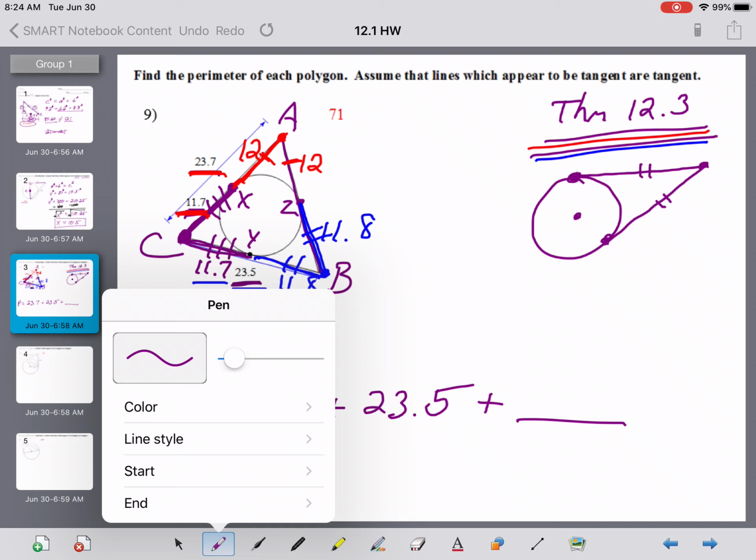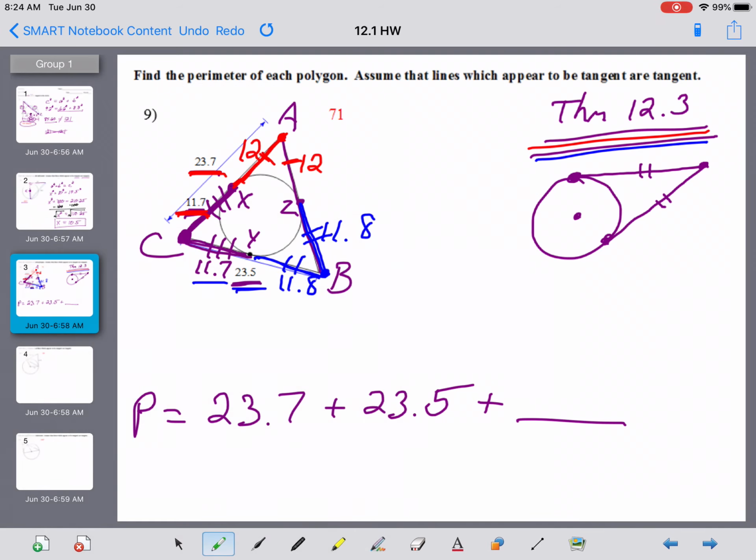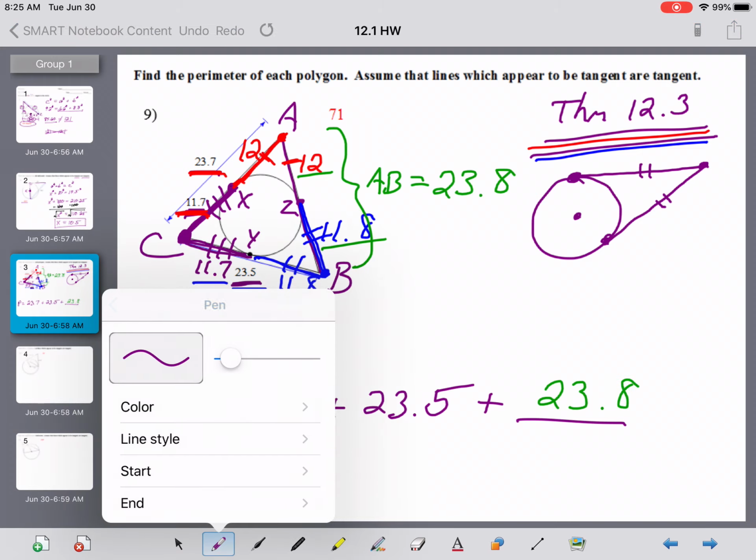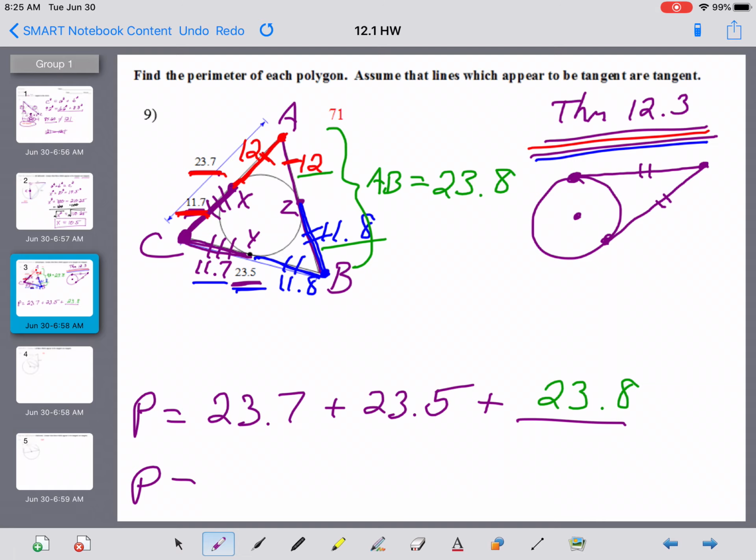And now that we know all of that, let's go to green. We haven't done this yet. We know here that the entire distance, everybody, from A to B would have to be the sum of 12 and 11.8. And if we add those two together, not too tough to do in our heads, we're going to get 23.8 for the measure of AB. That's the other side that we needed here in order to figure out the perimeter of this figure.